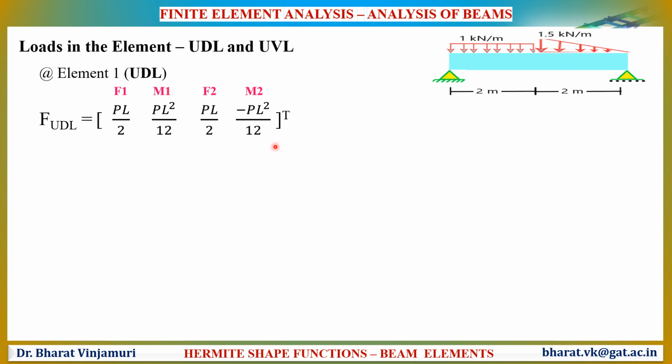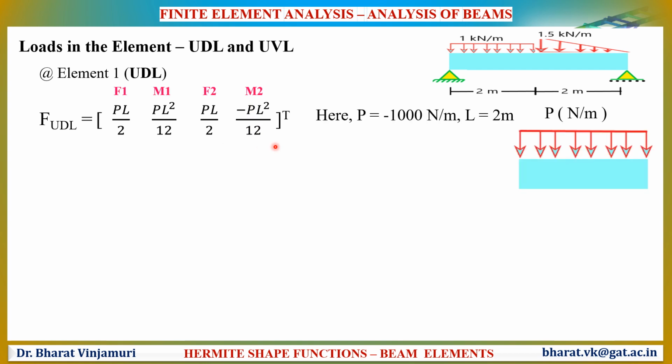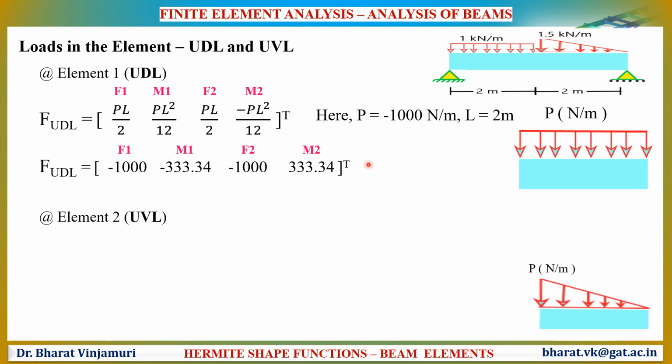In this example, the value of P will be minus 1000 Newton per meter and the value of L will be 2 meters. By substituting these values, we will get the uniformly distributed load force vector as represented in this equation. Similarly, we will try to find the uniformly varying load at second element.